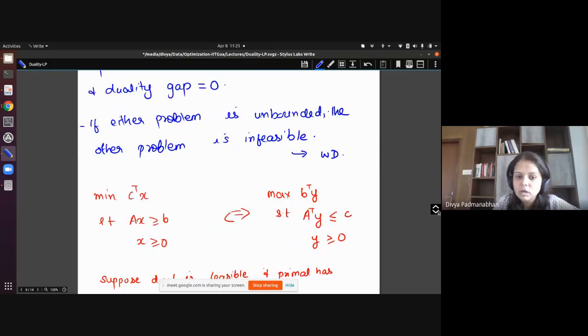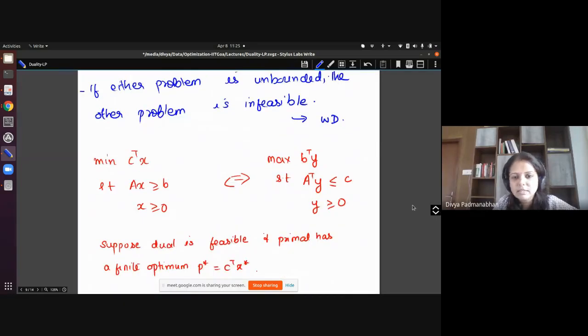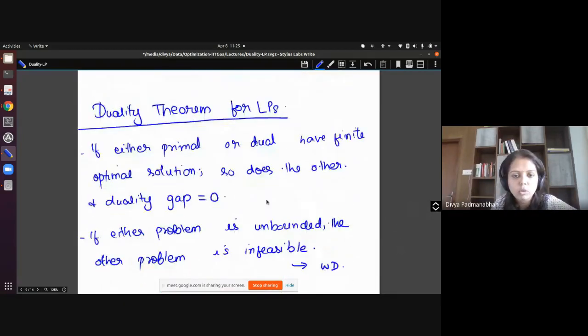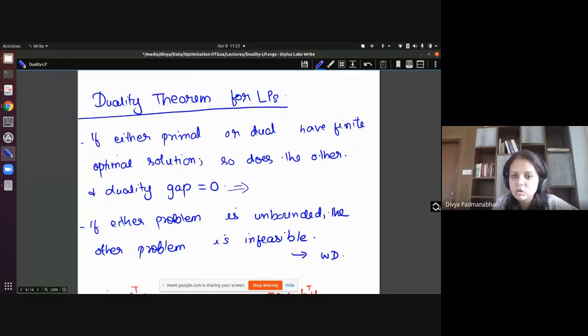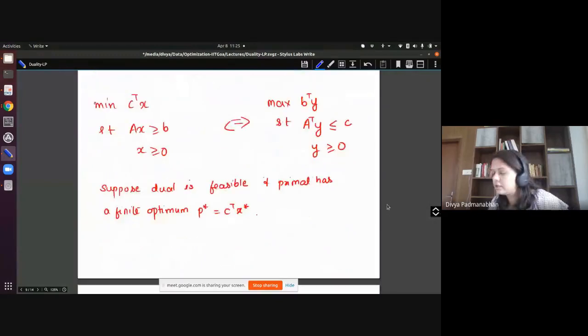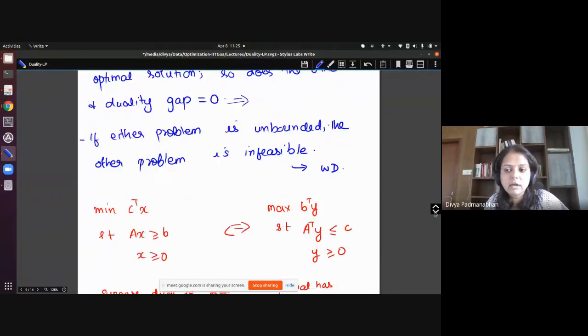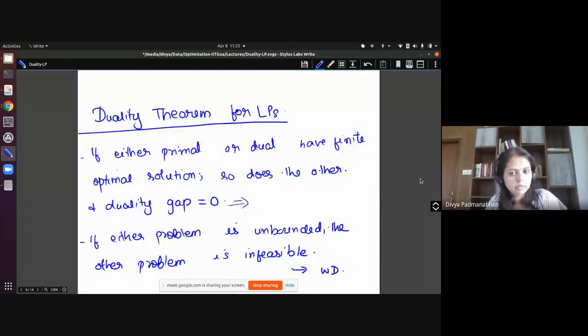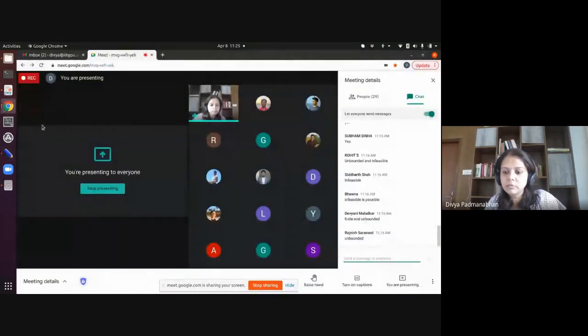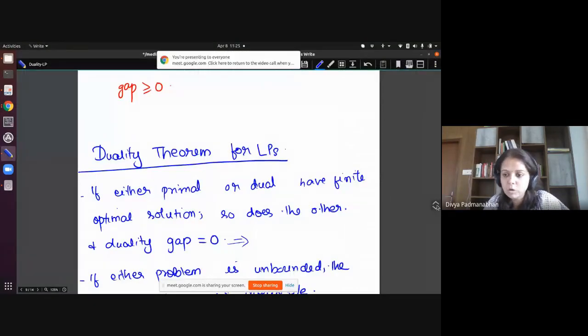I wanted to go over the proof of this theorem. This is going to make extensive use of Farkas' lemma. Maybe we are running out of time, with just 5 minutes left, so I'll start from here in the next class. I'll stop here if there are no other questions.